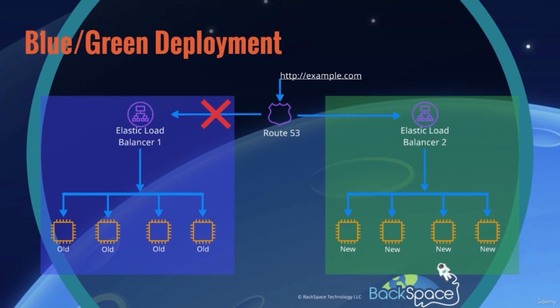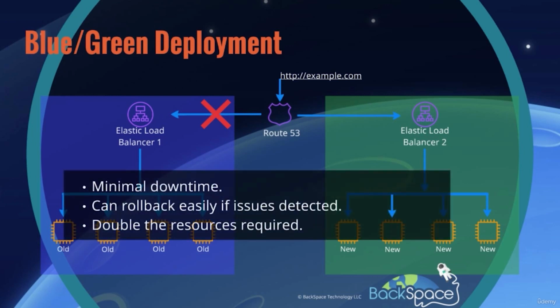The points to take away here is that blue-green deployments have minimal, if any, downtime. The other advantage is that if we identify any problems, we can quite simply roll back to our old blue environment by simply changing those Route 53 DNS records again. The downside is that we're always going to have double the resources that we require to run our production environment.